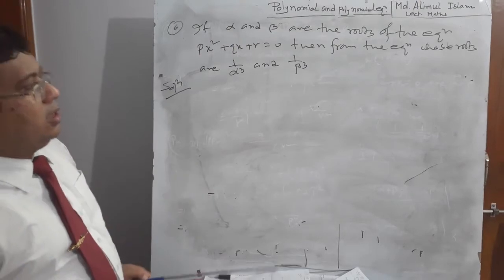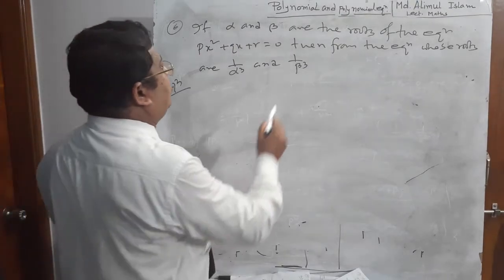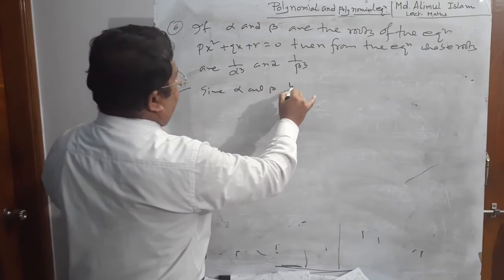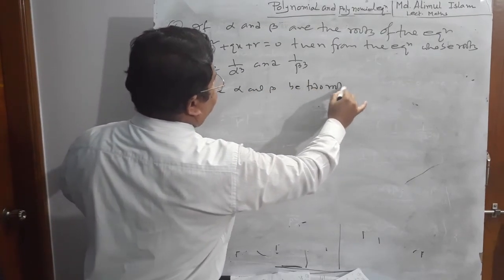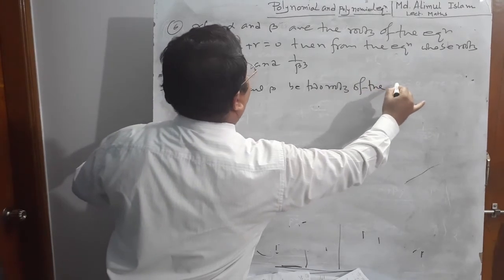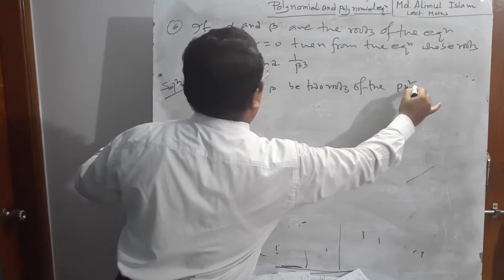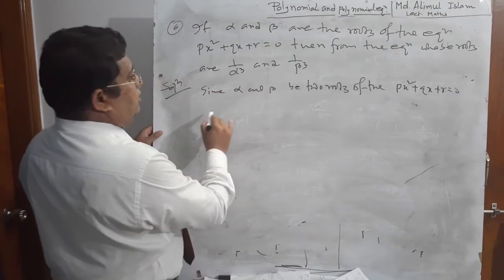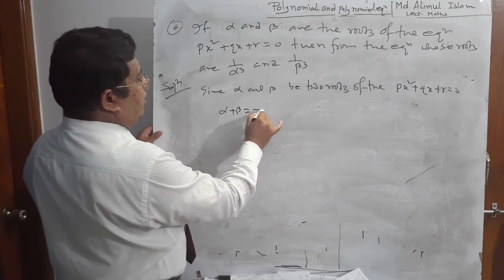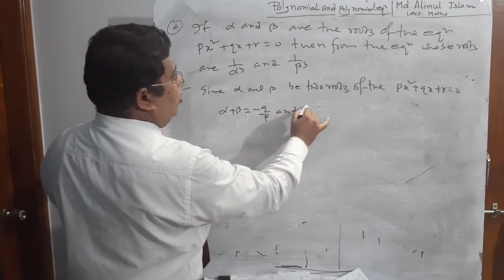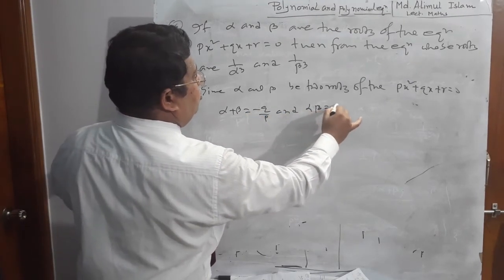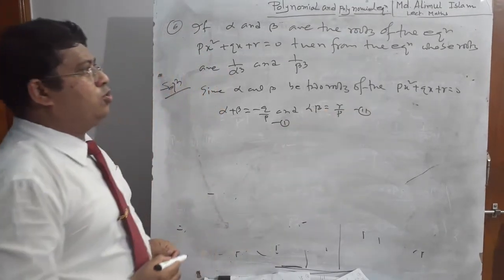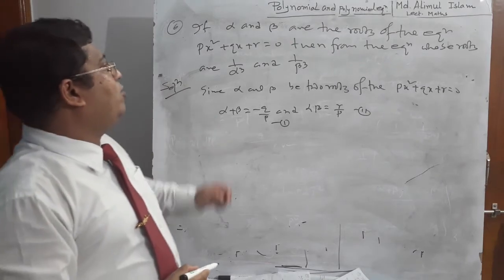Another math problem here. Since alpha and beta are the two roots of the equation px² + qx + r = 0, the sum of the two roots, alpha plus beta, is minus q by p, and the product of the two roots, alpha into beta, is equal to r by p, 1 and 2. You have to find the equation whose roots are 1 by alpha cube and 1 by beta cube.